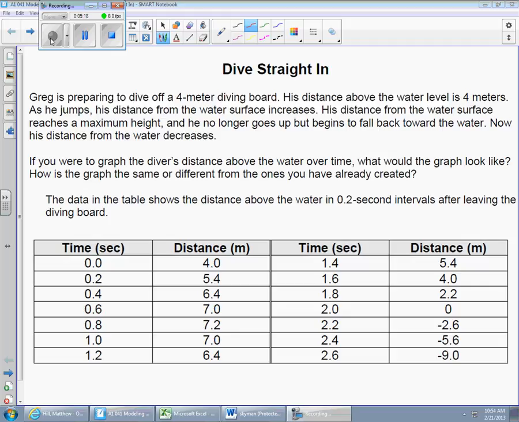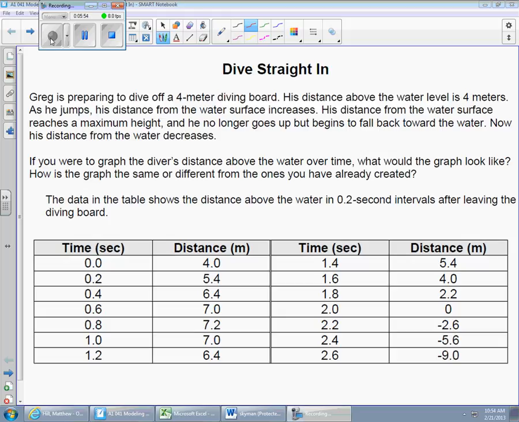Okay. Now what we have here is a chart that goes by 0.2 seconds, and for each 2/10 of a second that goes by, we have a distance above the water that we're given. And you can see he starts off at 4 meters. There reaches a point where his height is maximum. Okay, that's him at the peak of his height, and the height continues to decrease over here on the right side until ultimately he has zero height, and then he even has negative height.